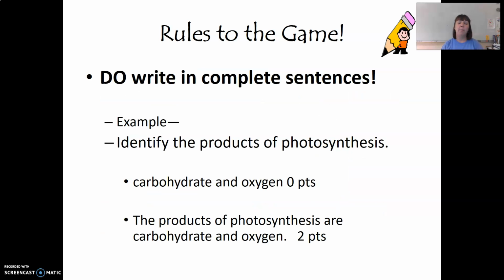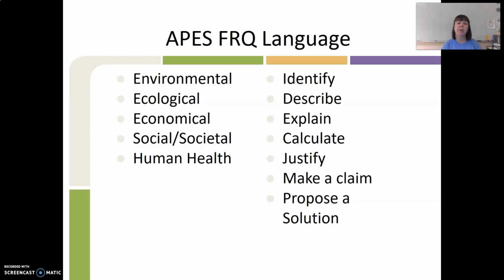Okay. But do write in complete sentences. For example, if they say identify the products of photosynthesis, if you just say carbohydrate and oxygen, that's one. But if you say the products of photosynthesis are carbohydrate and oxygen, then that's a complete sentence. Remember, a complete thought when you're answering the question.